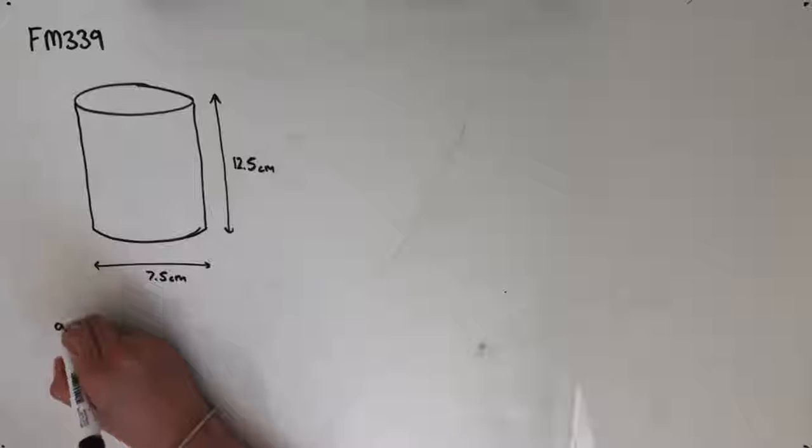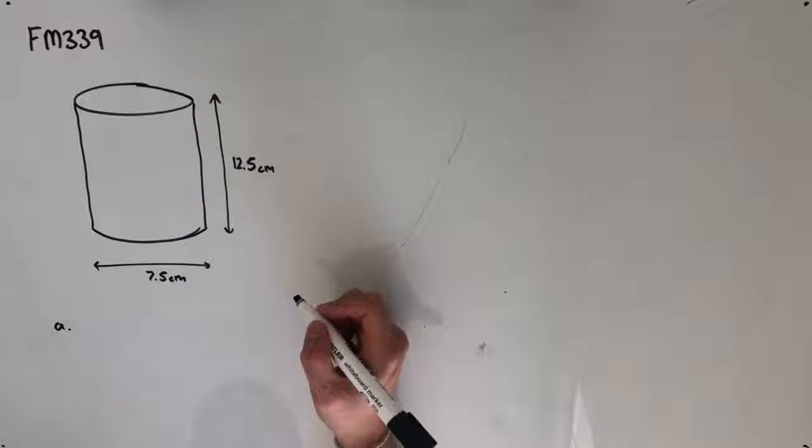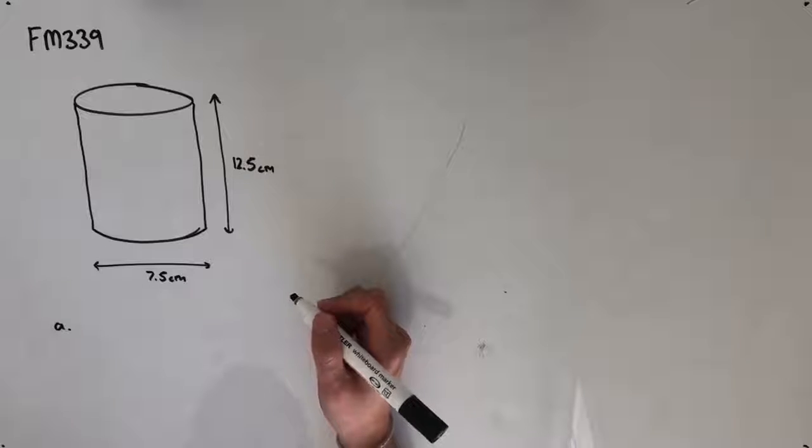Question A then asks us, what is the surface area in square centimeters of the inside of the can, not including the removed top? Round your answer to the nearest square centimeter.